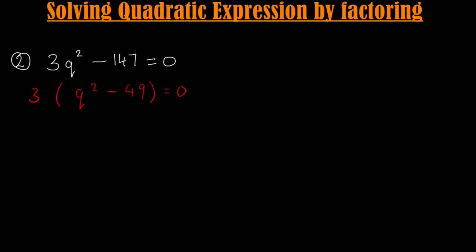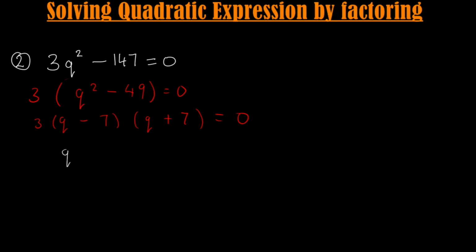So now let's check. Both of these are perfect squares, so we can go ahead and use difference of two squares. So I'm going to write back our 3, and we know that we'll have two brackets. In one bracket, it will be minus, the next bracket will be plus, and the two terms will be the square root of the first term, so q. The next one will be the square root of 49, which is 7. So there we go.